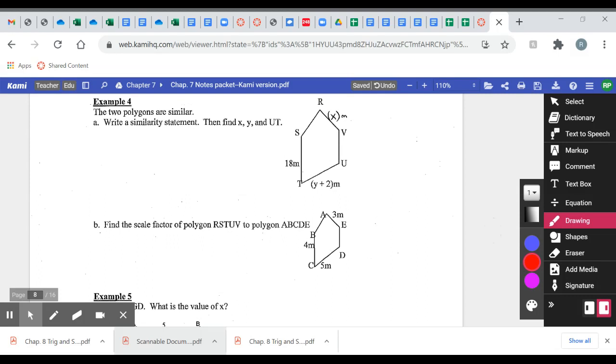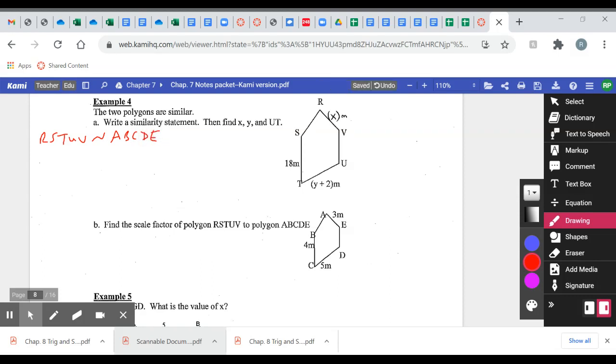On example 4, it says the two polygons are similar, write a similarity statement. So I can tell kind of by the shape of the figure, the similarity statement in this particular case. So if I look at the bottom figure first and call that A, B, C, D, E, because it makes that easy to write, then that corresponds with, in the top, same order, R, S, T, U, V. So R, S, T, U, V is similar to A, B, C, D, E.